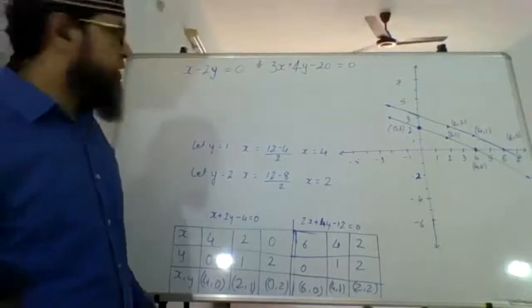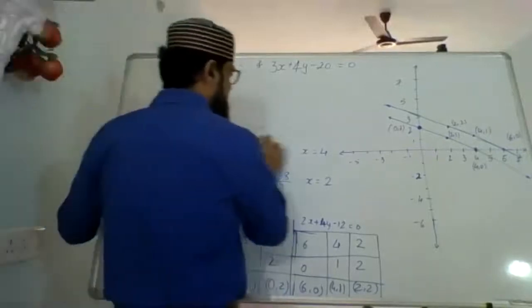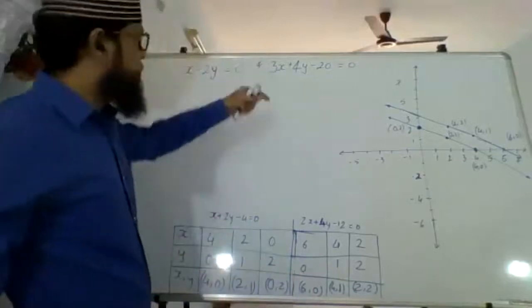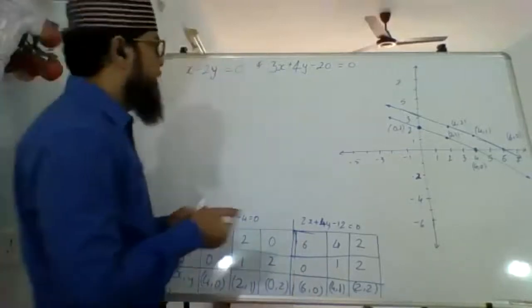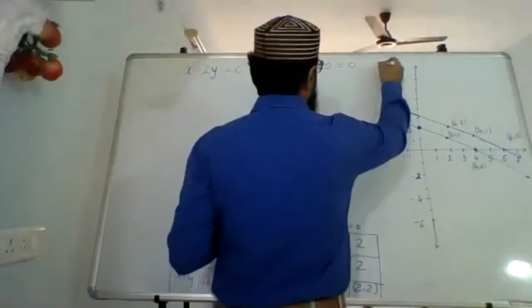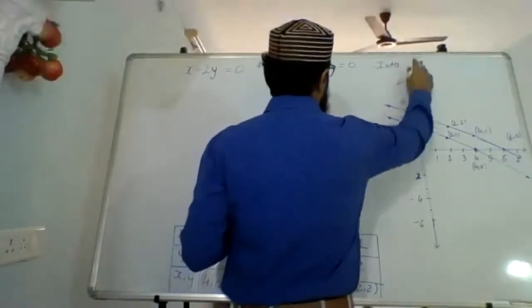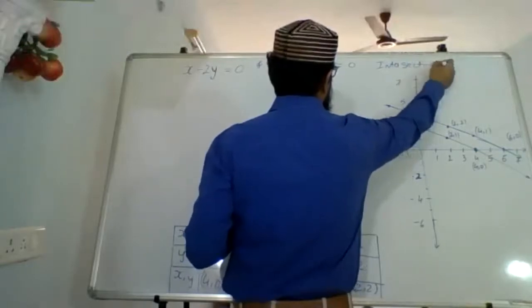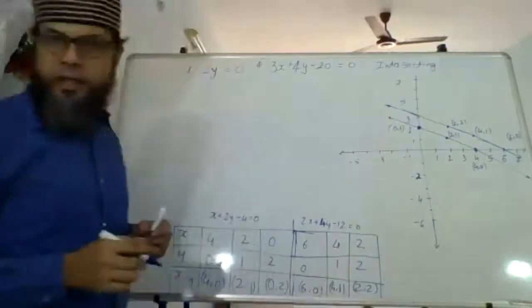Okay. So as I was saying, we have done three graphs. This was the first one, where the lines were intersecting. The lines were intersecting, correct?